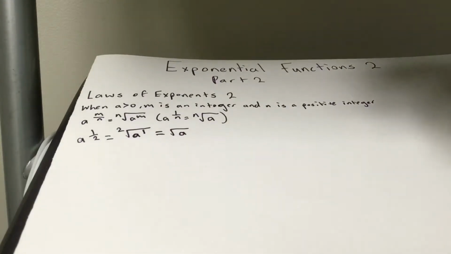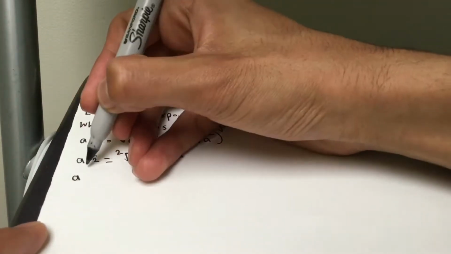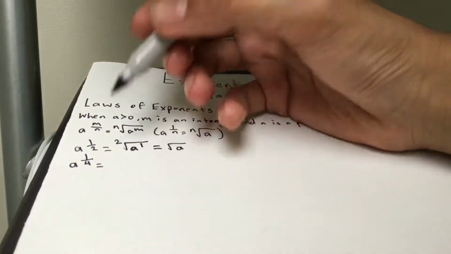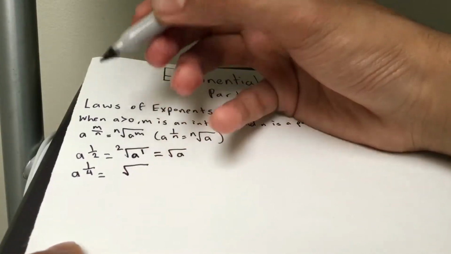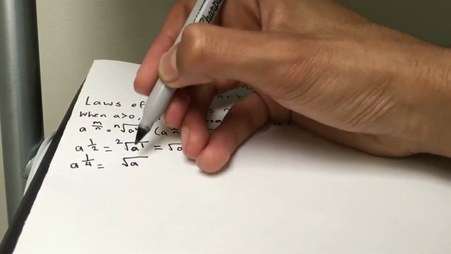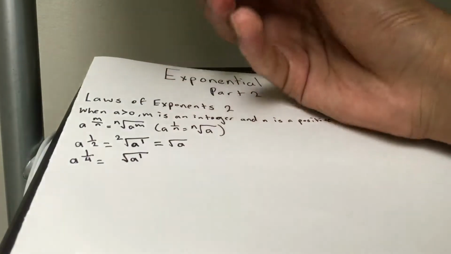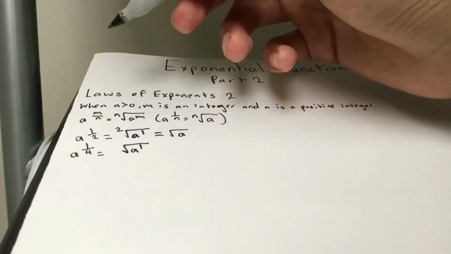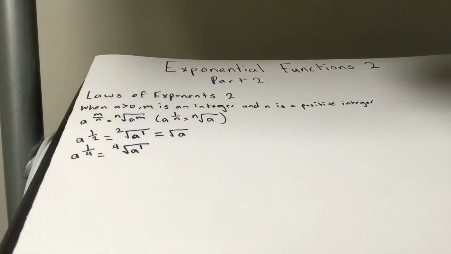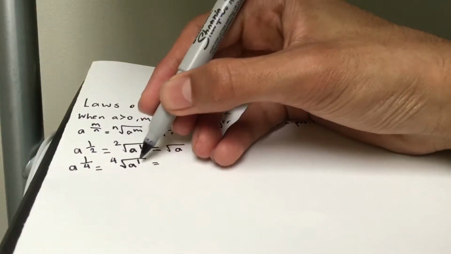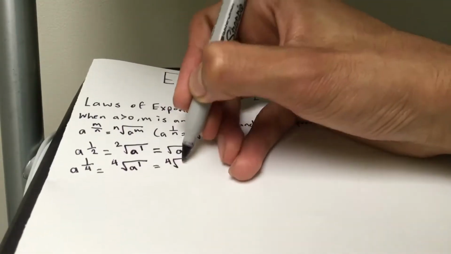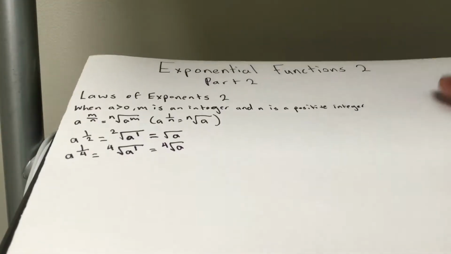Okay, our next question is going to be a to the power of 1 over 4. Same thing, we need to look at what m and n are. So m is 1, our base is a, and our exponent is 1, and n is going to be 4. So we put 4 outside the square root. By the way, you don't write a to the 1, which is not necessary, so you can write it as the 4th root of a. That is the right answer.